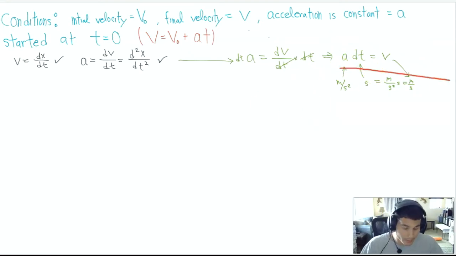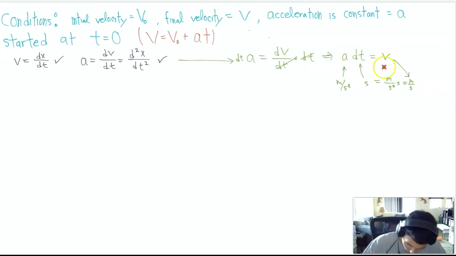Nonetheless, let's keep going on. So a dt is equal to dv. What happens if we integrate both sides?